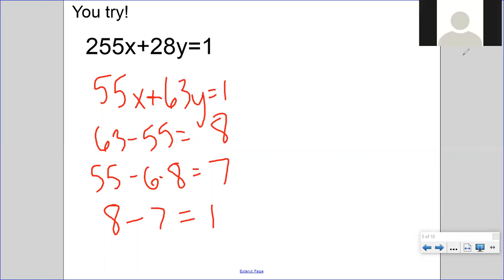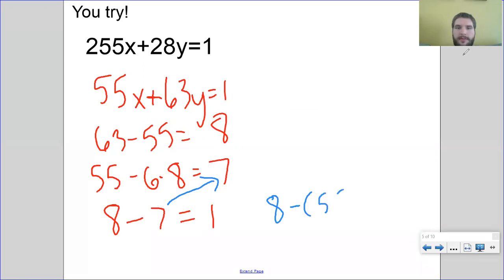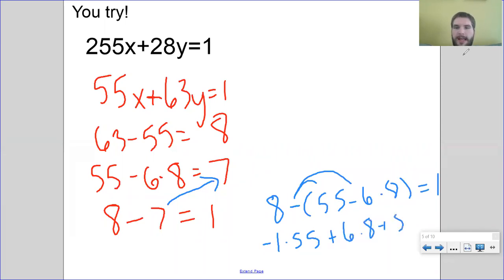You substitute the second to last equation into the last equation. Yeah, so this becomes 8 minus 55 minus 6 times 8 equals 1. And so I distribute the negative. So this is a -1 times 55. And this is a plus 6 times 8 plus 8 equals 1. So that's -1 times 55 plus 7 times 8 is equal to 1.